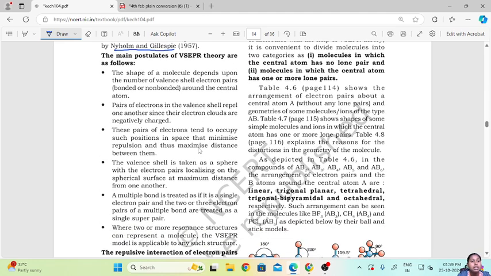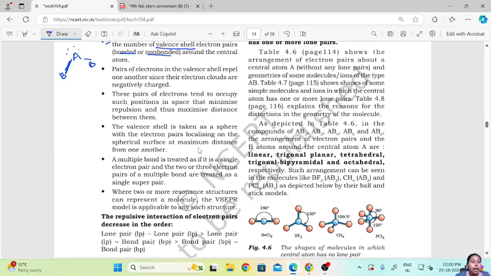The first one is the shape. The shape of a molecule depends upon the number of valence shell electrons, both bonded and non-bonded, around the central atom. Whatever valence shell electrons are there around the central atom, whether bonded or non-bonded, this determines the shape. The shape of the molecule depends basically on the bonded pairs and non-bonded pairs of electrons.